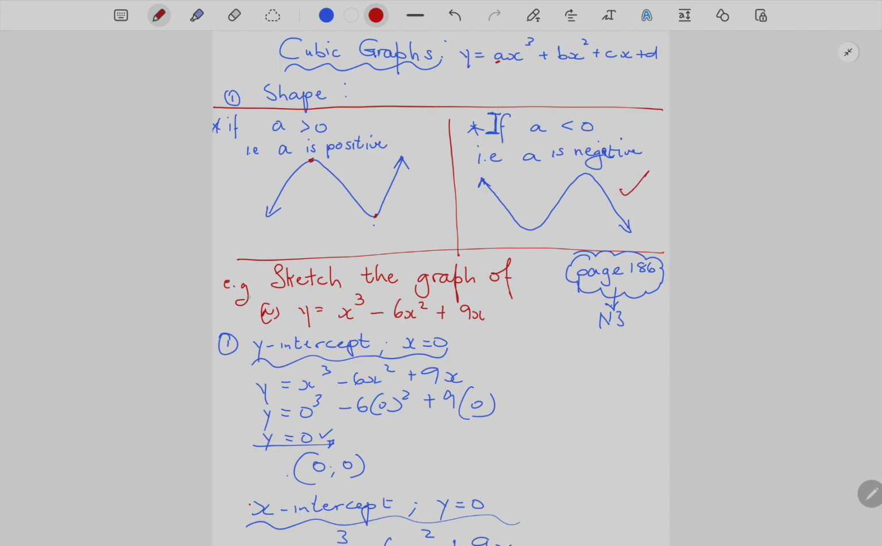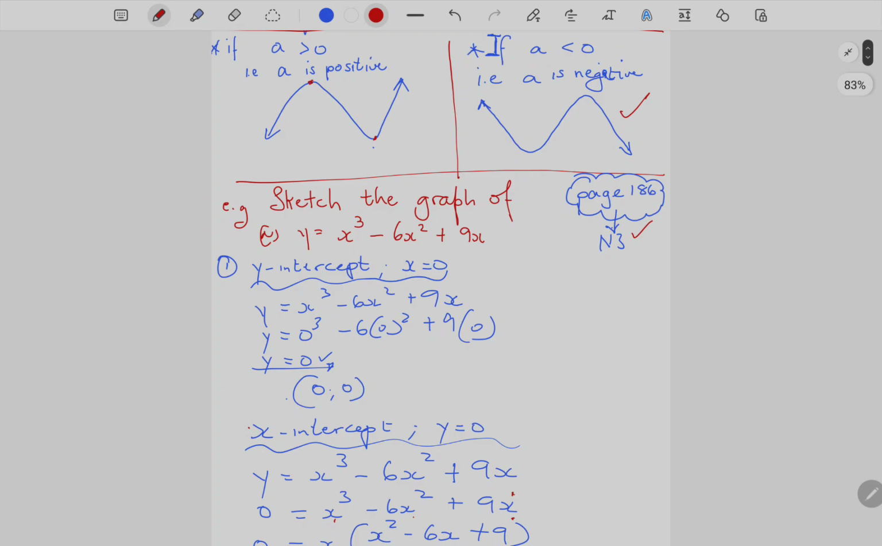Okay, for an example, sketch the graph of y is equal to x cubed minus 6x squared plus 9x. If you want to study more about the cubic graphs, you can turn to page 186 from your N3 textbook. Okay, but this example is not from your textbook. The one that I'm using is from another source.